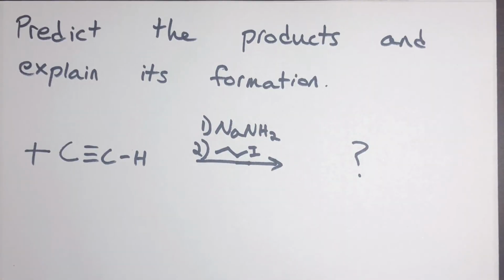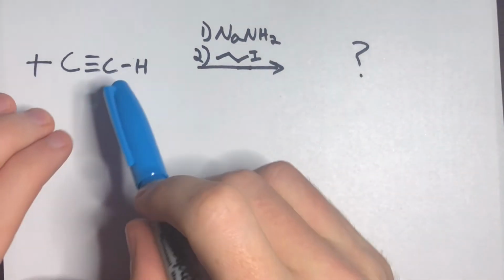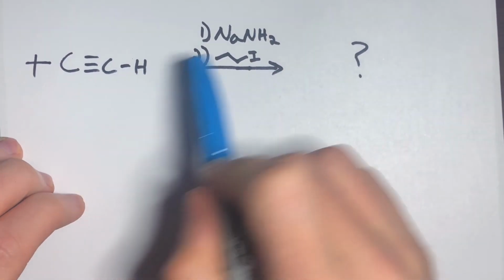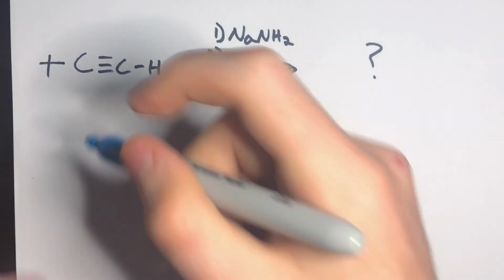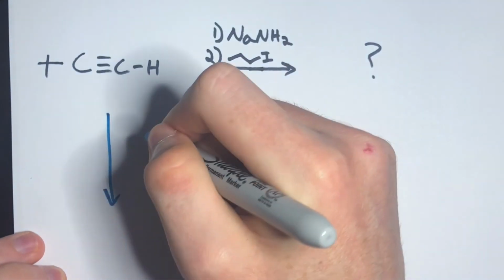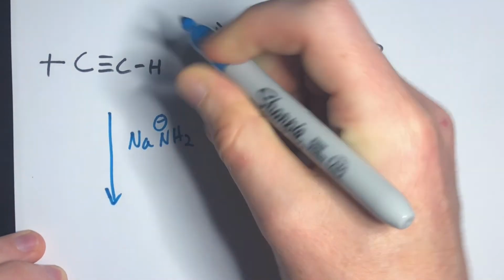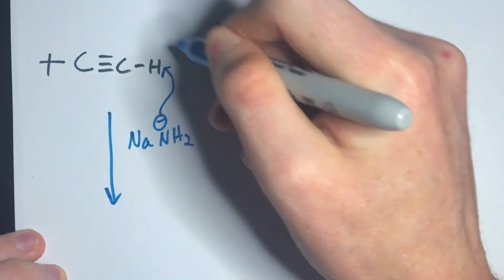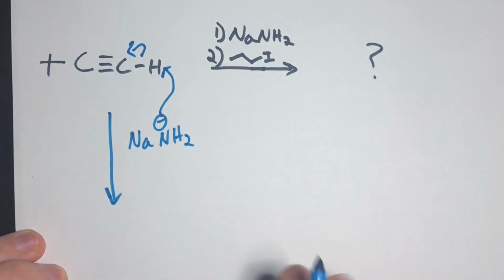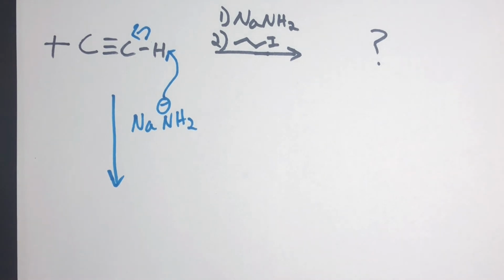All right, here is the last type of question that we'll look at, and this is simply predict the products and explain its formation. Remember, in organic chemistry, when you see explain its formation, that means draw the mechanism for the creation of the product. So, first thing we notice is we have a terminal alkyne proton and an extremely strong base. That is the theme of this video, that we're going to remove this acidic proton with a strong base like sodium amide. So the lone pair on that nitrogen will come in, remove that proton, and then create the carbanion, this one here.